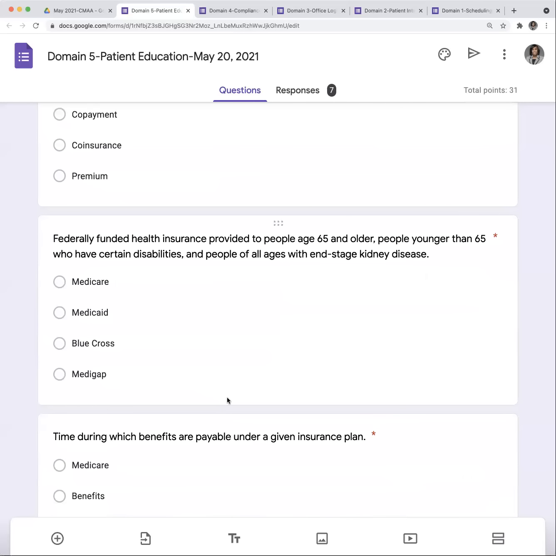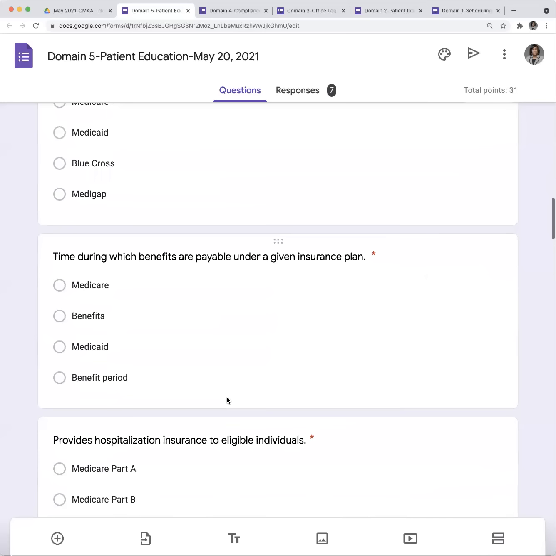Federally funded health insurance plan for people 65 and older, people younger than 65 who have certain disabilities, and people of all ages with end-stage kidney disease. Medicare. Yeah, Medicare. Time during which benefits are payable under a given insurance plan. Benefit period. It is the benefit period.